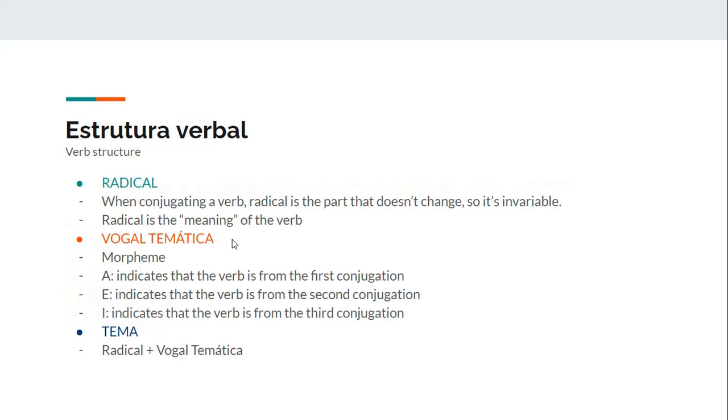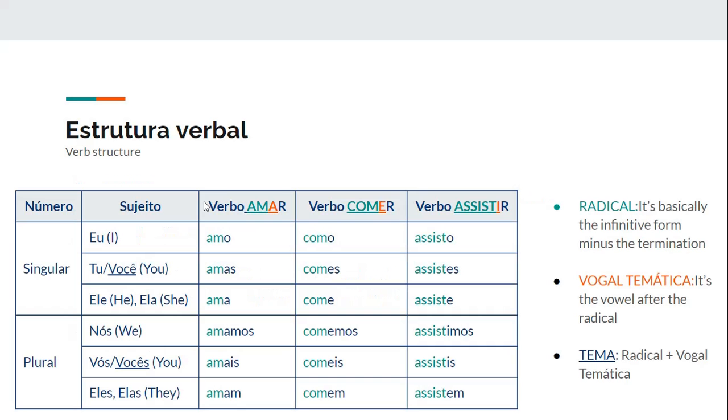Alright, so another thing that we must learn about verbs is estrutura verbal, which is verb structure. So basically we have radical, vogal temática, and tema. Maybe instead of reading this part, it would be easier to understand by looking at this table. Radical is what you guys call root, if I'm not wrong in English, so like the root of a verb. Radical is basically the infinitive form minus the termination. Vogal temática is the vowel after the radical. And tema is radical plus vogal temática.